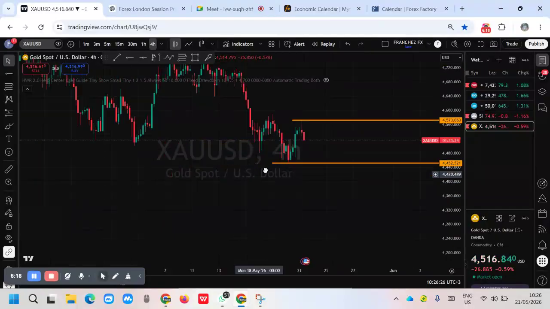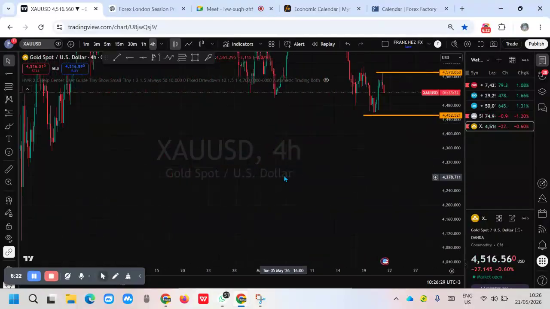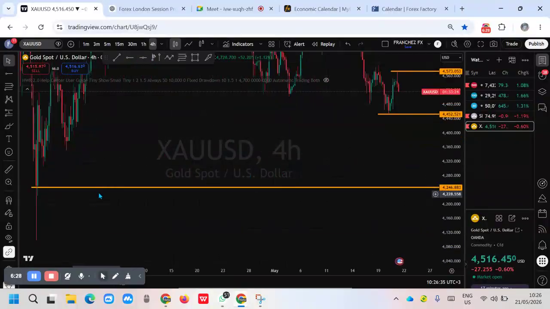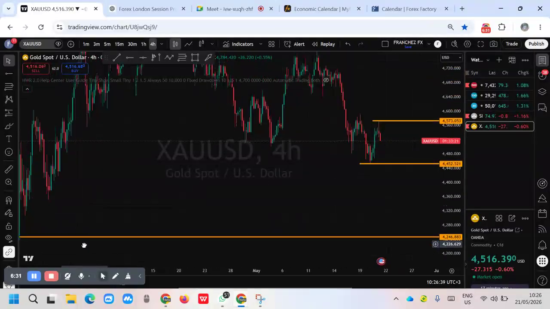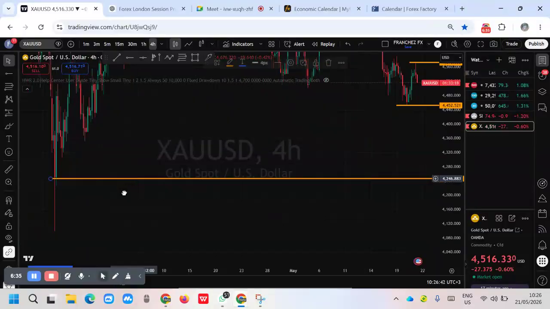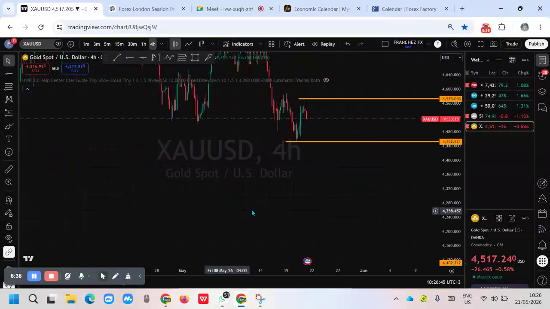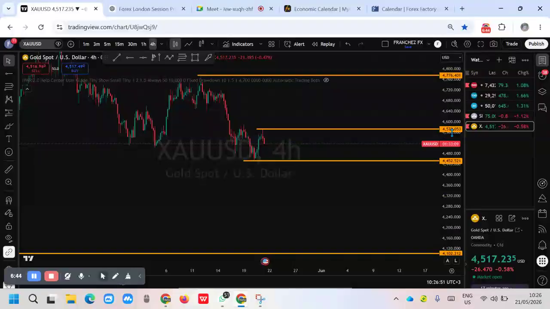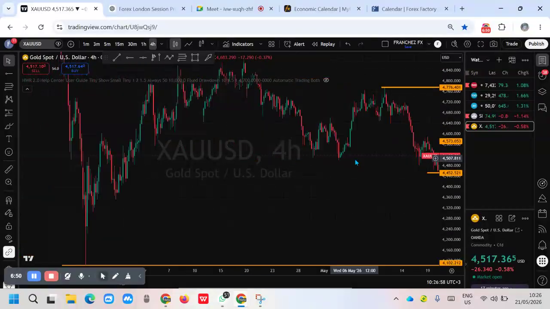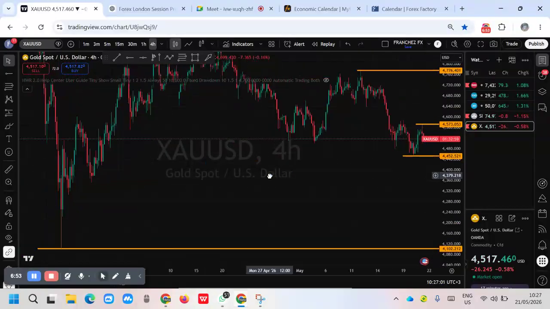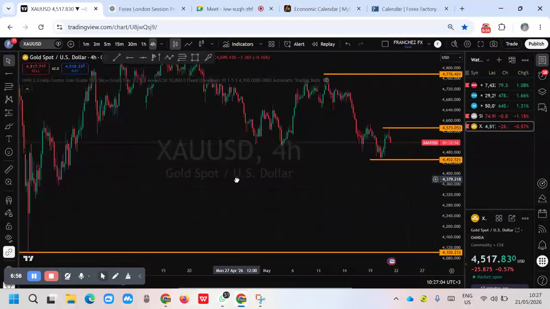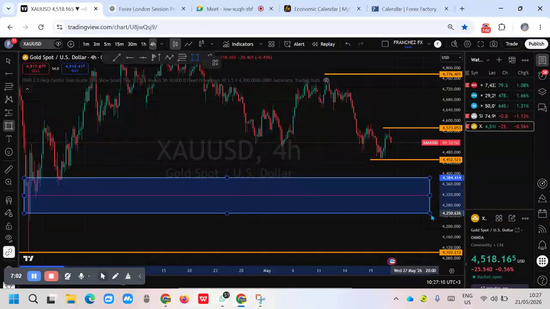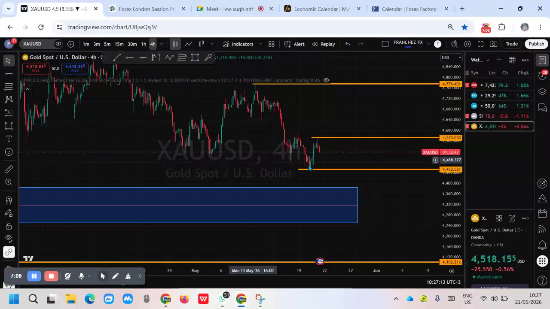We have this high here. So as for now, the price is in between this high and this low. As we mark our other low, this will be our next low. So as for now, we look in between this area.